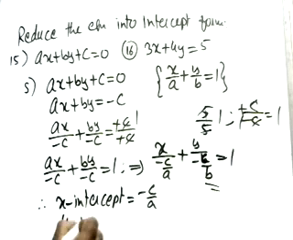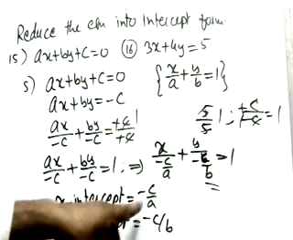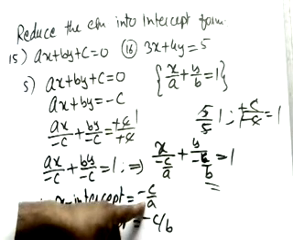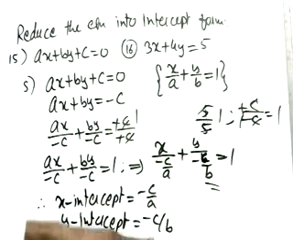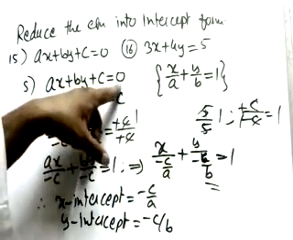This is the intercept form, but it's better if you learn these formulas by heart. Y-intercept is minus c by b. So sometimes we can directly use the formulas. X-intercept is minus c by a, y-intercept is minus c by b, for the general equation ax plus by plus c equals 0.